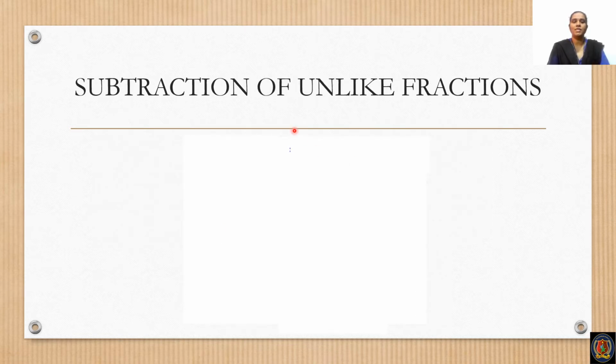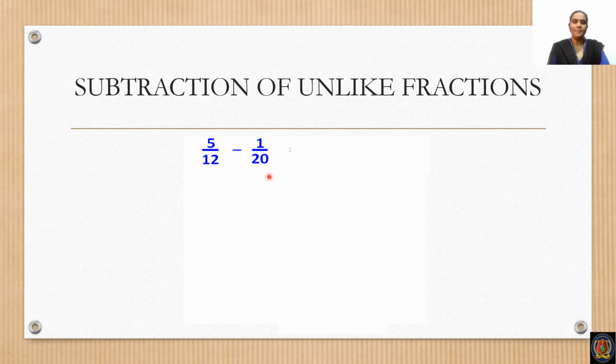Next we are going to see subtraction of unlike fractions. When the denominators are different, how are we going to subtract? We find the common denominator, make it into a like fraction, and then we subtract the numerators. Let us see with an example, 5 by 12 minus 1 by 20. They are unlike fractions with denominators 12 and 20.